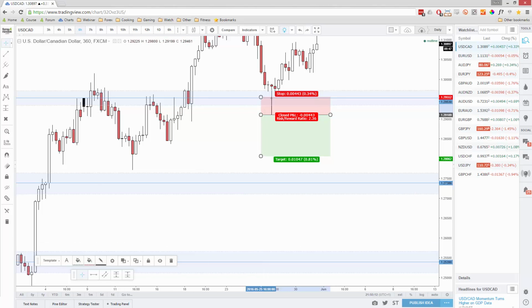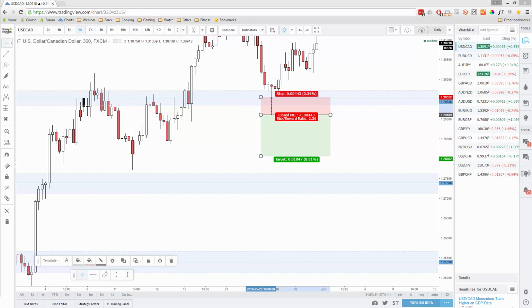I'm just going to quickly read through the chart. All right, no real questions. Yeah, so where were we? Yeah, targets and stops. We talked about targets.